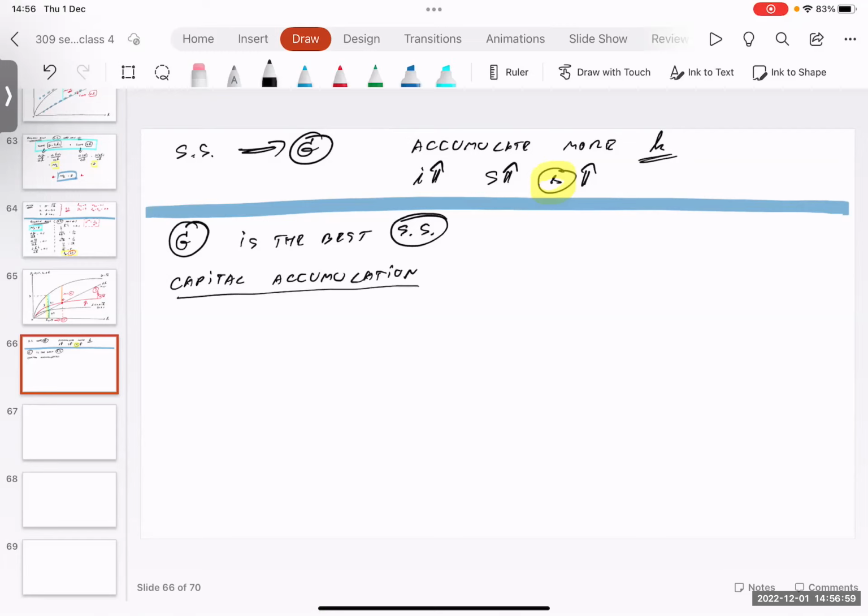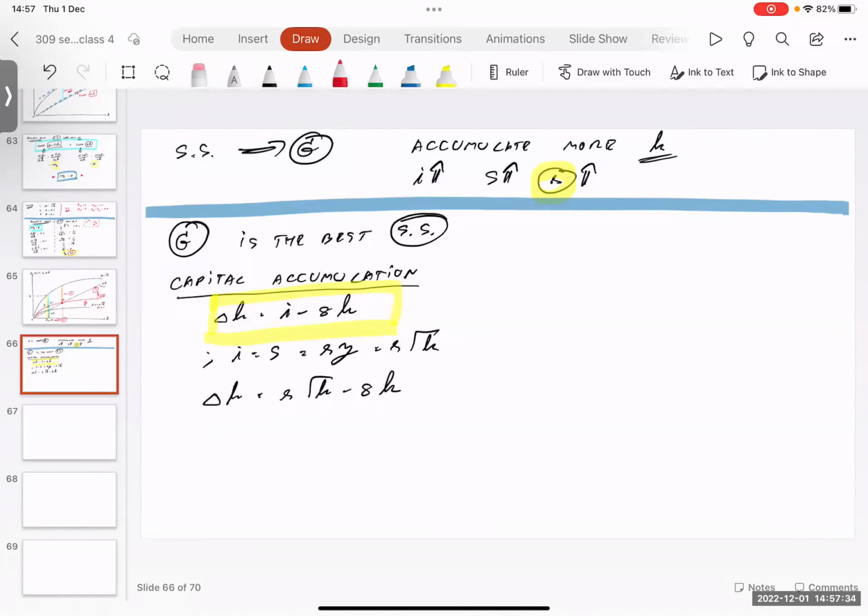So I'm going to write down the capital accumulation equation. First, this is delta K equal to investment minus delta K. I come up with this one because, from this equation, if you still remember, I equal to S, S equal to SY, and Y in this case equal to square root of K. When I plug it in, it becomes delta K equal to S square root of K minus delta K. I have saving over here. I can solve the equation to find the saving at the golden rule point, okay?